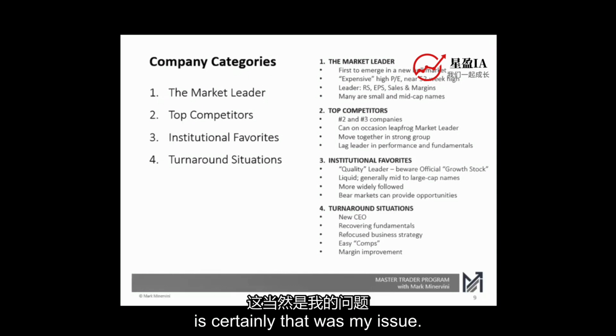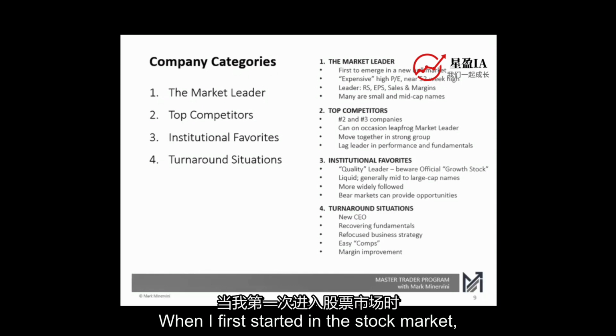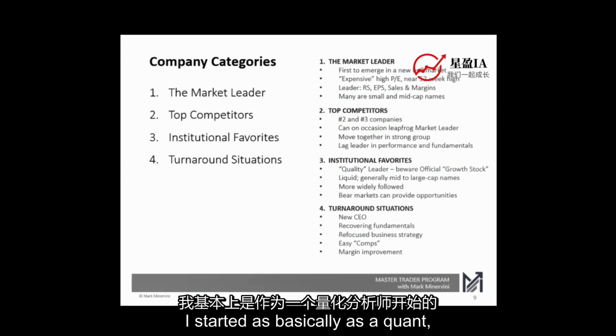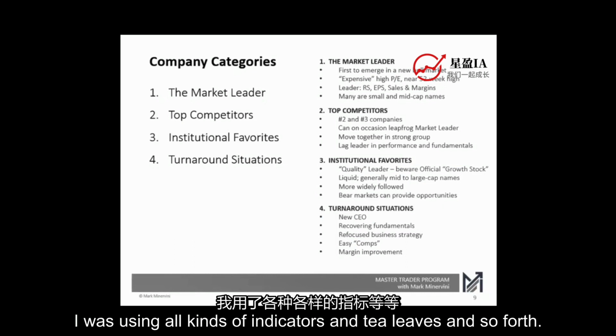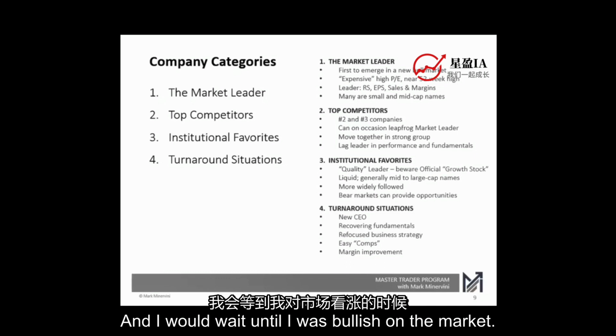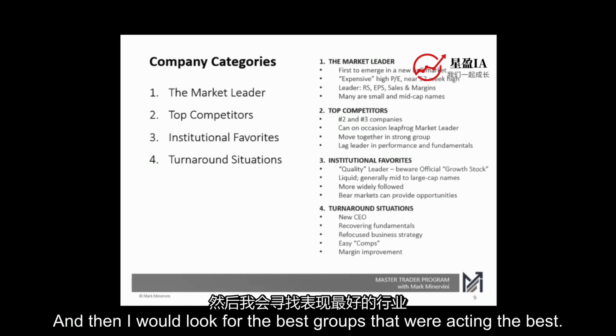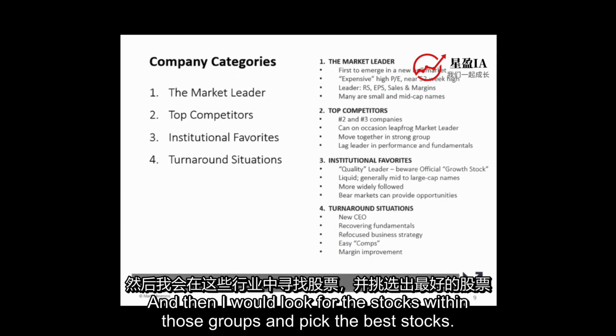And certainly that was my issue when I first started in the stock market. I started basically as a quant, which means I would form an opinion about the market. I was using all kinds of indicators and tea leaves and so forth, and I would wait until I was bullish on the market, and then I would look for the best groups that were acting the best, and then I would look for the stocks within those groups and pick the best stocks.